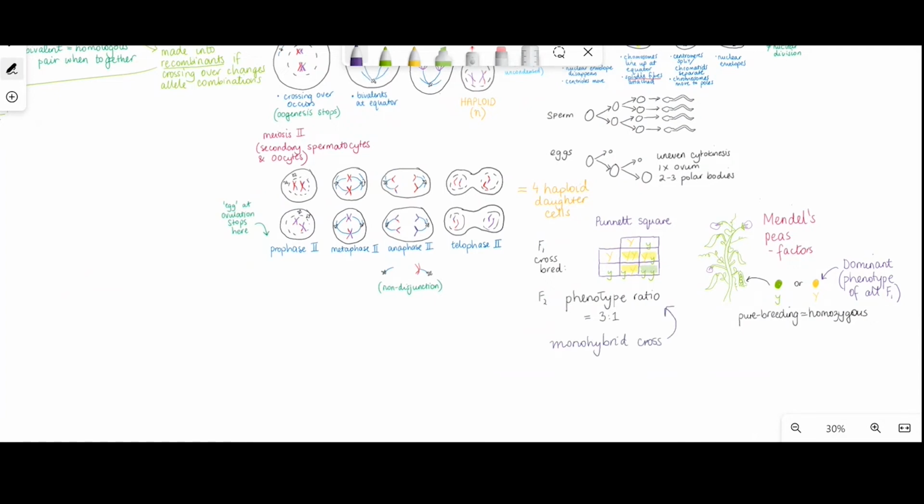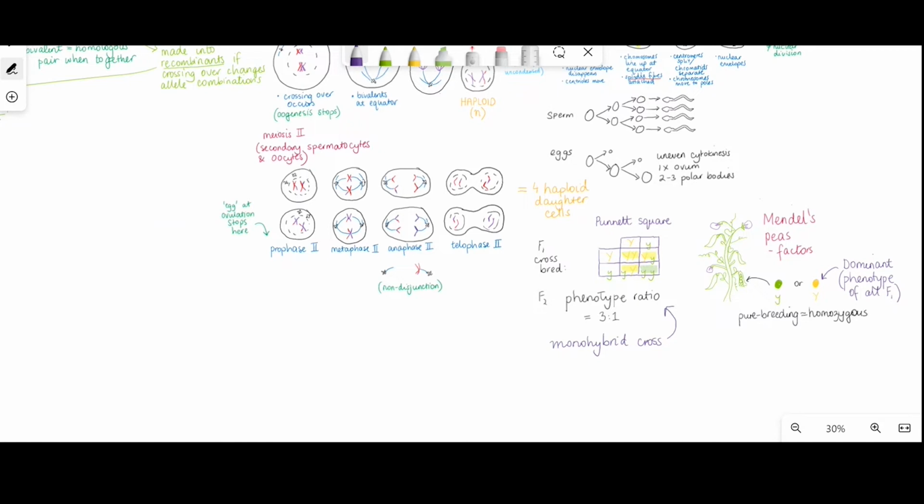So we can now follow more than one trait at a time. So let's say we took the example of pea plants and we looked at their seed colour still, yellow or green, but also this time we want to look at the flowers. And they can be purple, which is dominant to the recessive white colour.